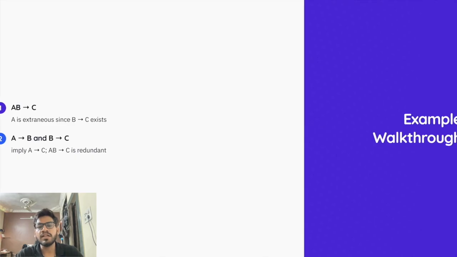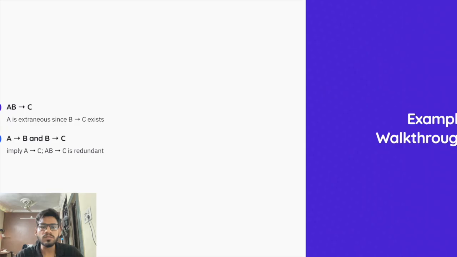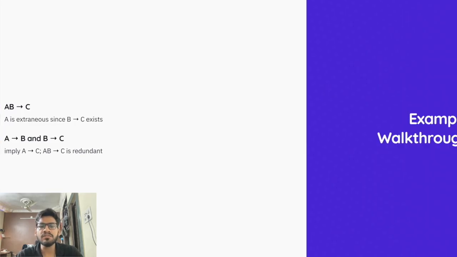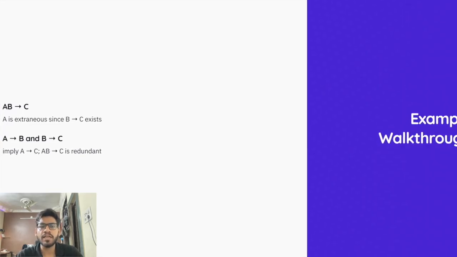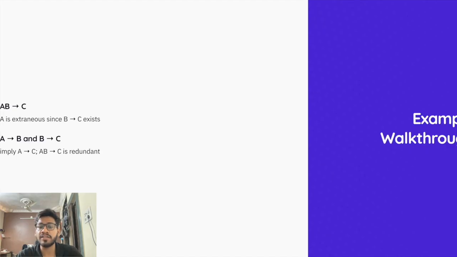Now let's get to an example. Let's walk through an example. We are given three FDs. The first one is AB to C, then A to B and B to C. In step 1, they already have a single attribute on the right hand side, so we are good.